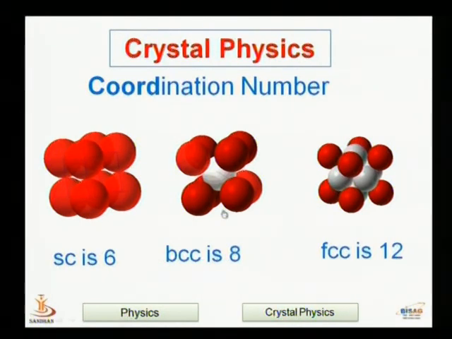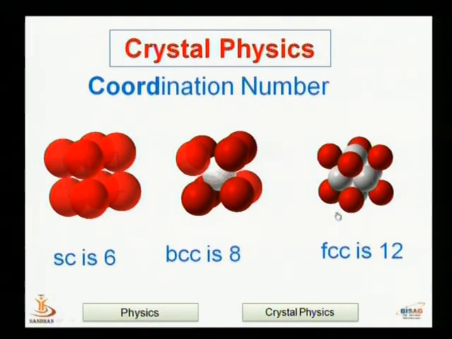If we consider this white atom as reference 1, then all the corner atoms, 4 in the upper plane and 4 in the lower plane, are in contact with the central atom. So the coordination number for BCC is 8.